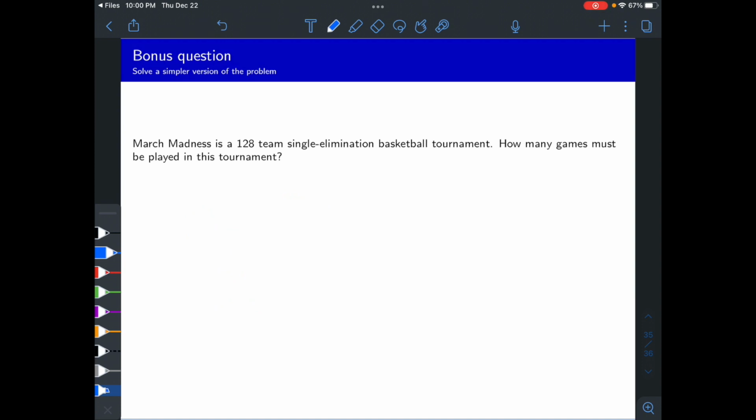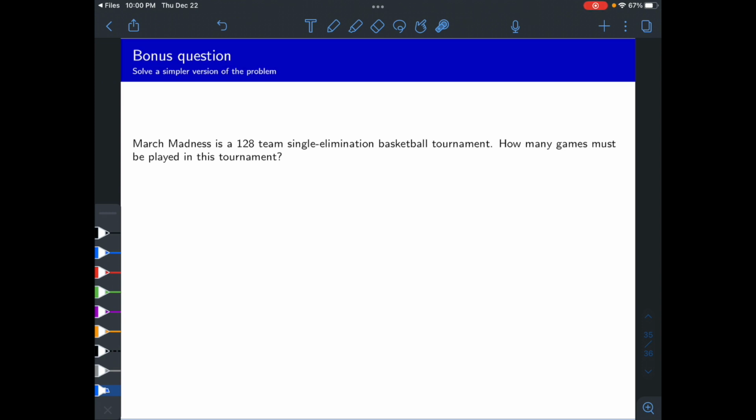Okay, I'm going to do one more bonus question, which is another solving a simpler version of the problem. This is one of, if not my favorite math problems that I've ever seen. I just think the solution is so simple and so obvious, but your initial instinct is not always necessarily that nice solution.